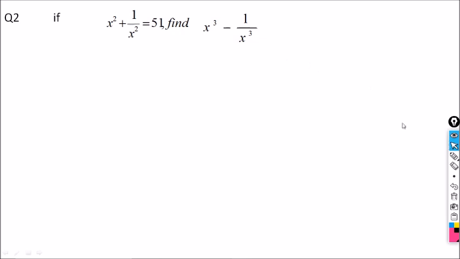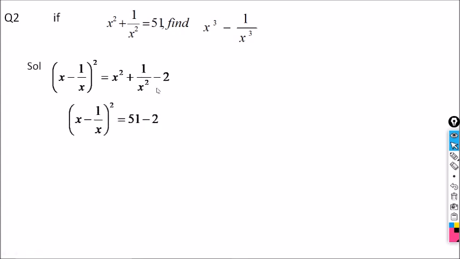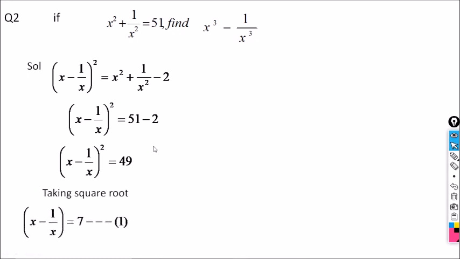So what I am going to do here, I am going to start the problem from (x minus 1 upon x) whole square. And we use this: x square plus 1 upon x square minus 2. The value of x square plus 1 upon x square is already given in the question as 51. We'll substitute this, we get 51 minus 2. And the value of (x minus 1 by x) whole square is 49. By taking the square root, the value of x minus 1 by x is 7.